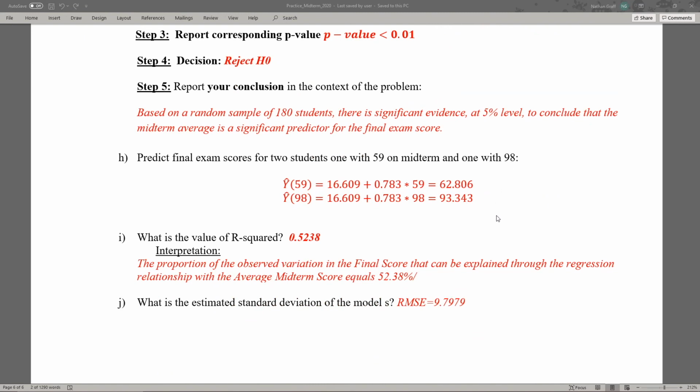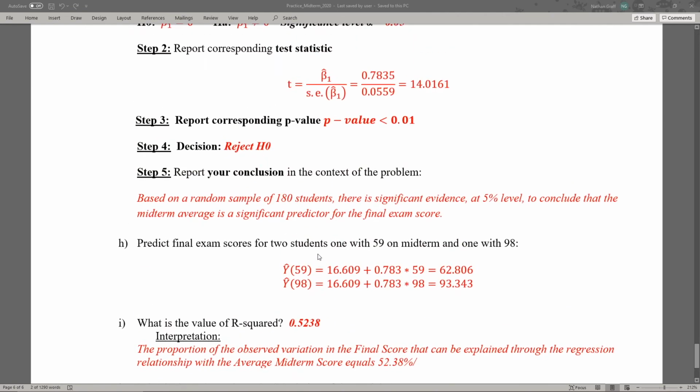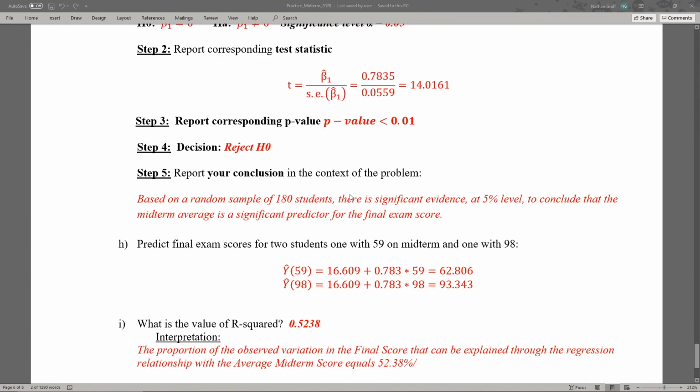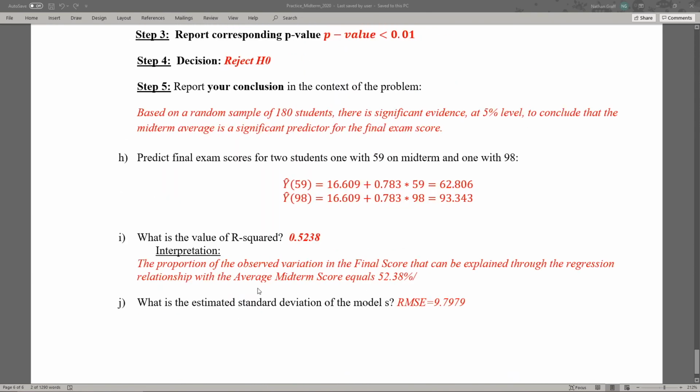Next, we want to find and interpret the value for the r squared. This, again, is found in the provided output, and we can see that it is a value of 52.4%. With that, we can conclude that the proportion of the observed variation in the final score that can be explained through the regression relationship with the average midterm score is 52.4%.